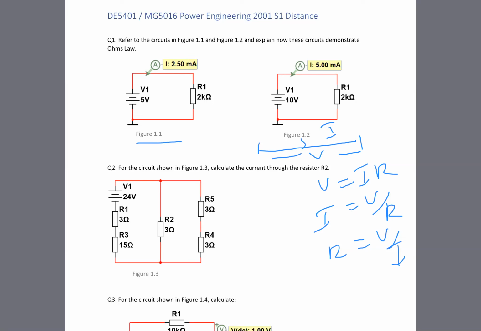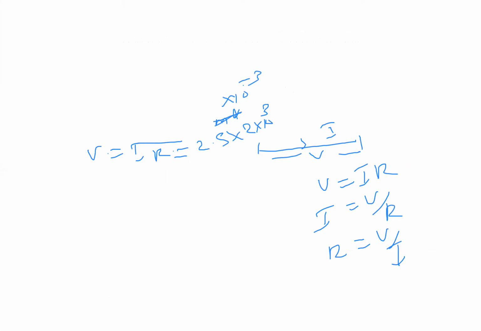If I apply V is equal to IR, then 2.5 multiplied by 2 times 10 to the power 3, because it is kilo ohms, right? That's milliamp, so that means 10 to the power negative 3. These two cancel, so that's about 5 volts.